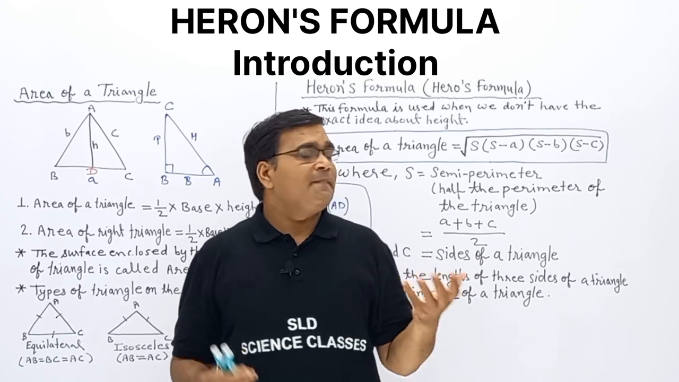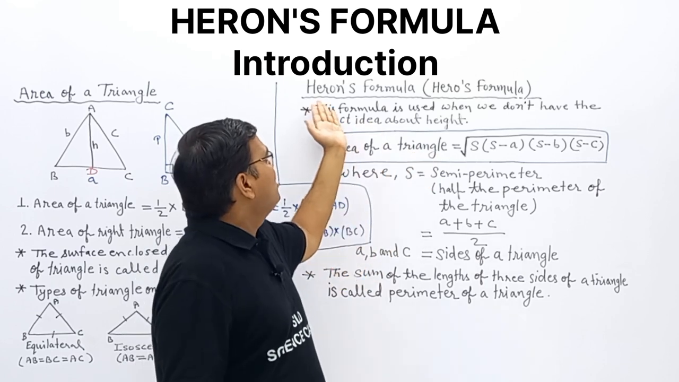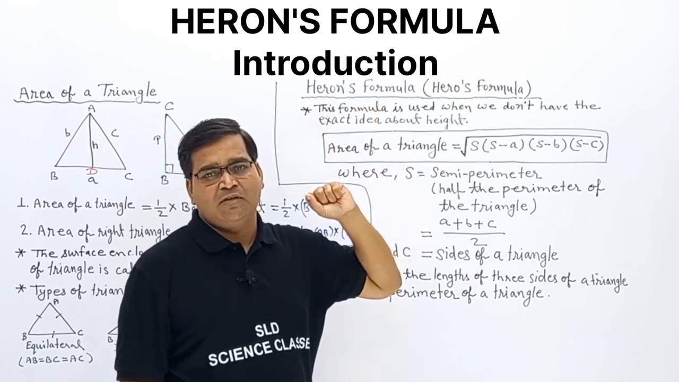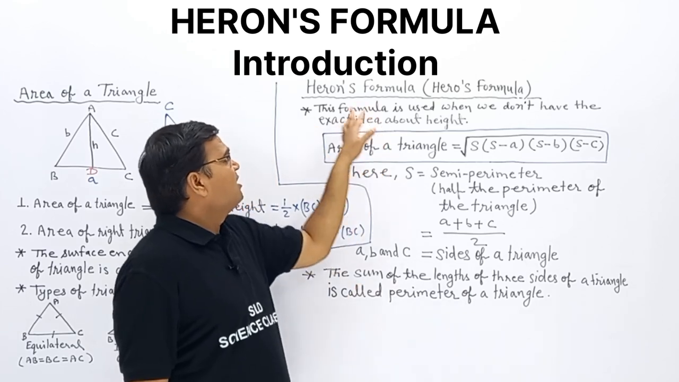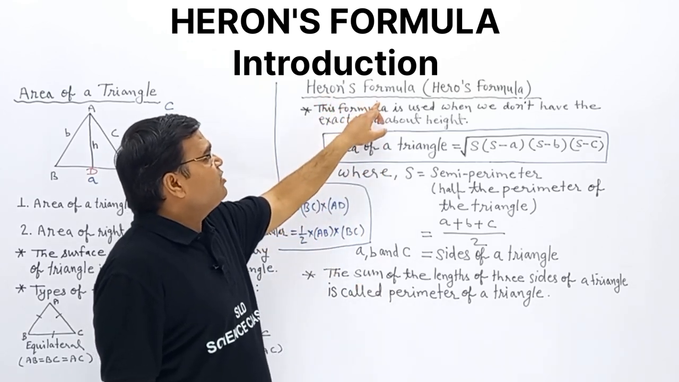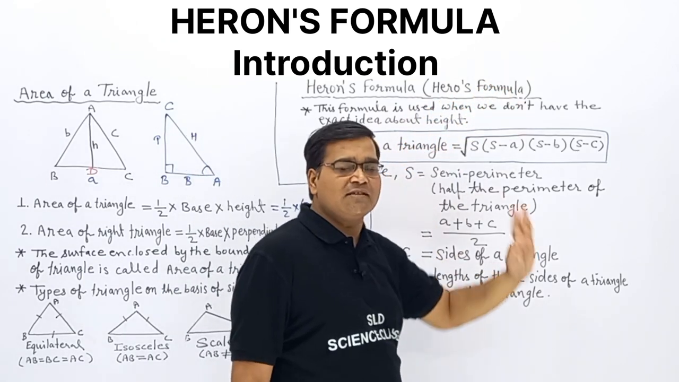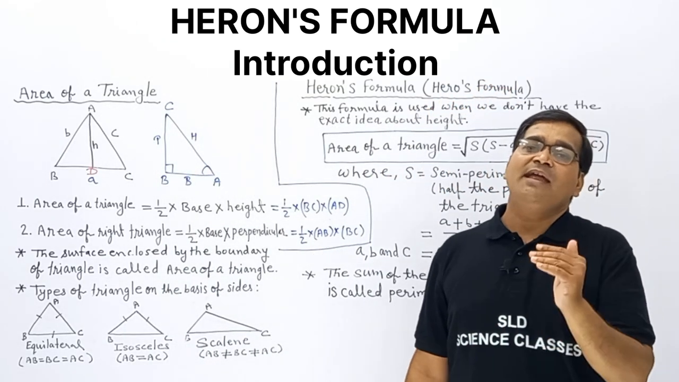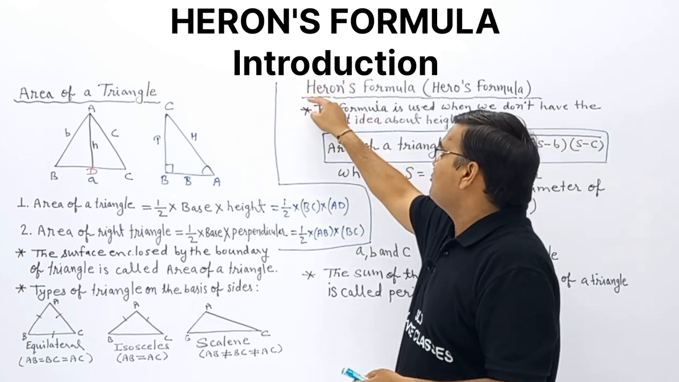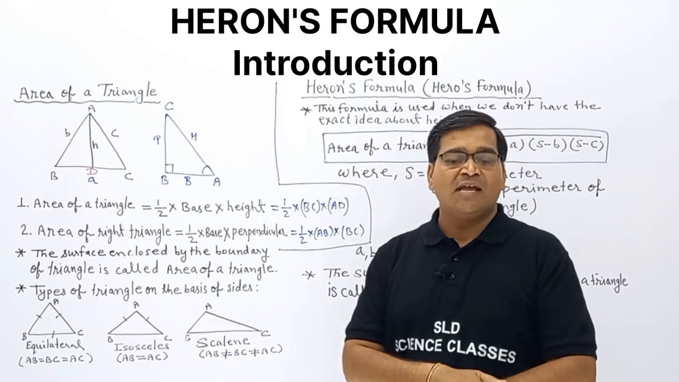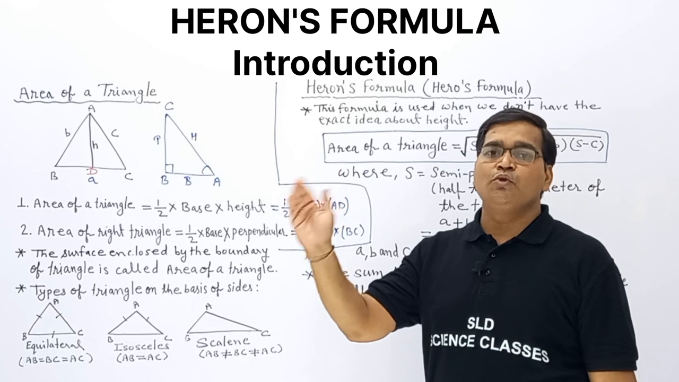Now what will be the use of this one? Why does this chapter have Heron's formula? We are having chapter 10, Heron's formula. Heron's formula is also called Hero's formula. Both are the same. Heron is the name of the scientist who gave one formula that is called Heron's formula or Hero's formula.